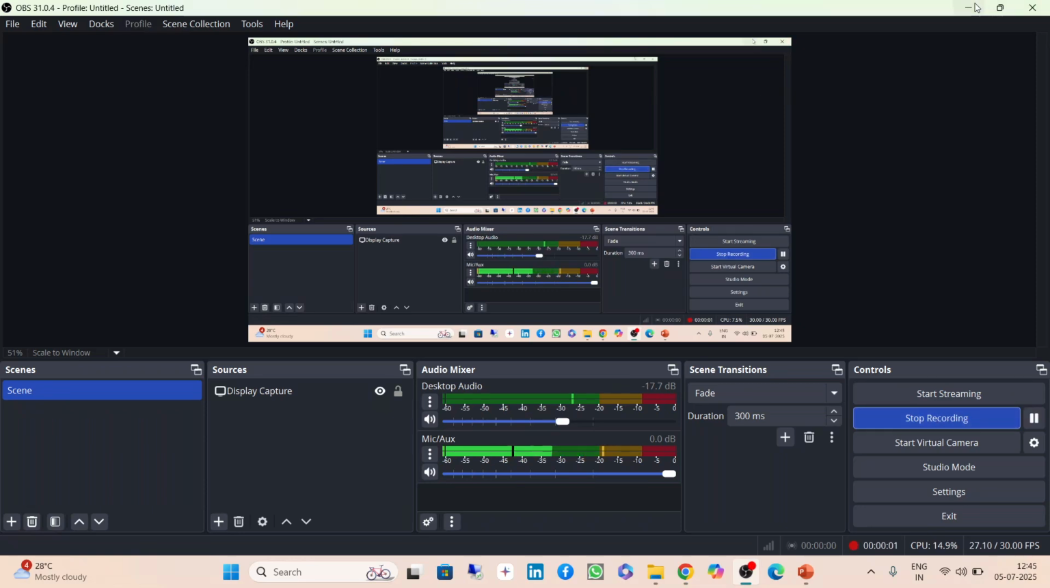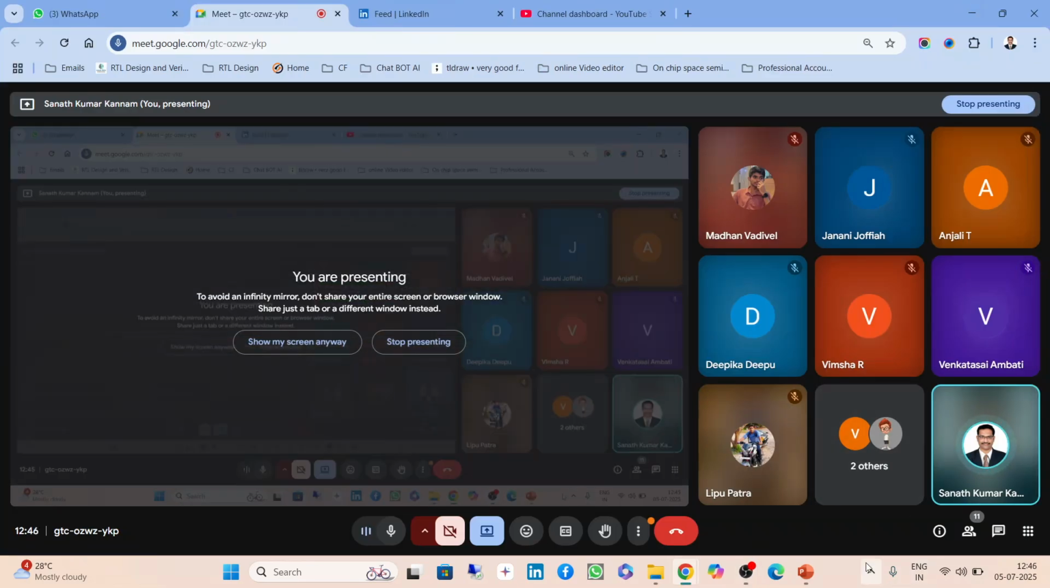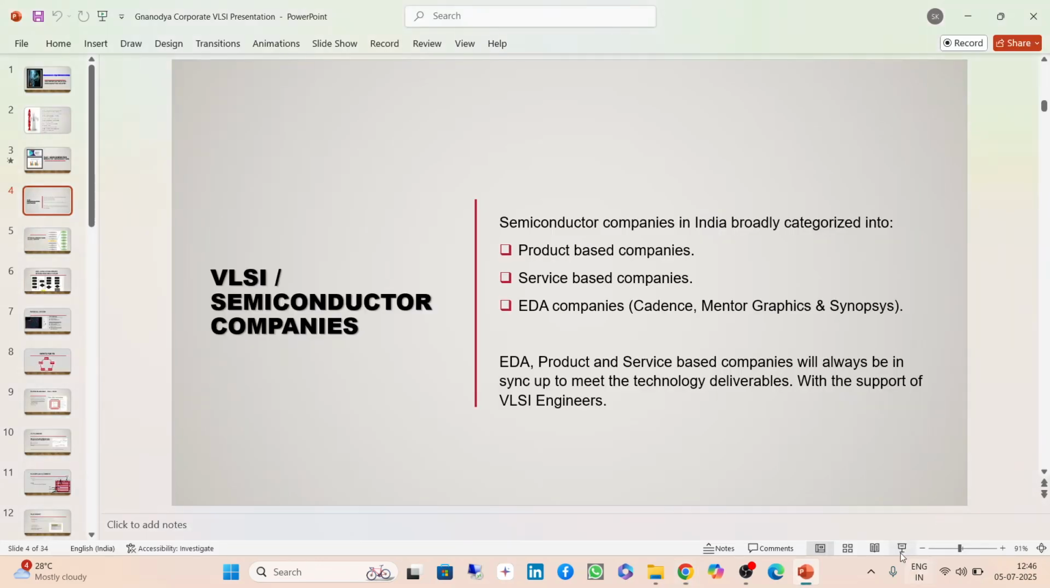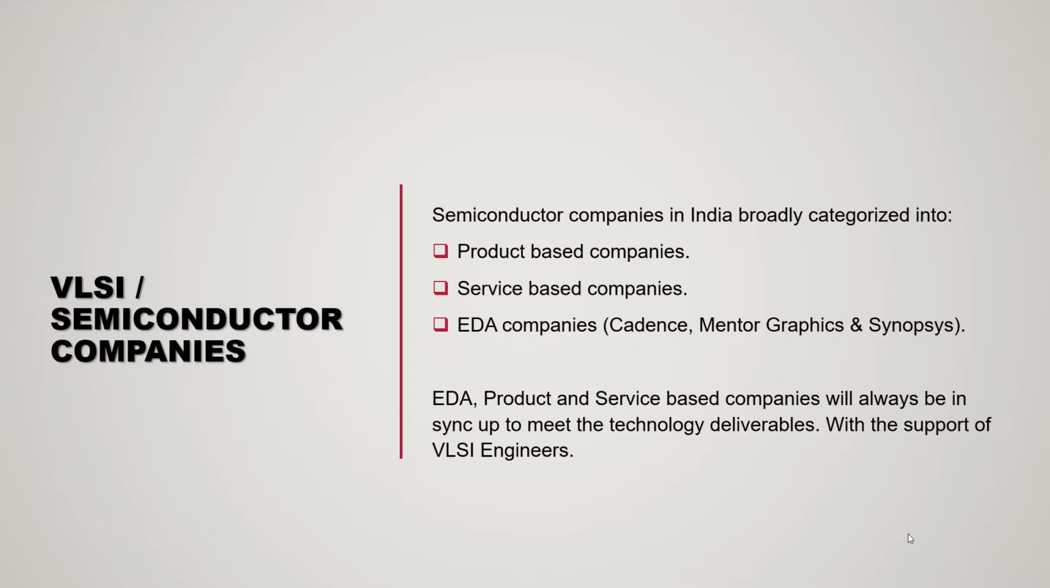Okay. So here, electronic design automation. Why are we doing this, the EDA companies? We are running tools like Cadence, Mentor Graphics, and Synopsys. These are nothing but tools. Okay, Xilinx Vivado.